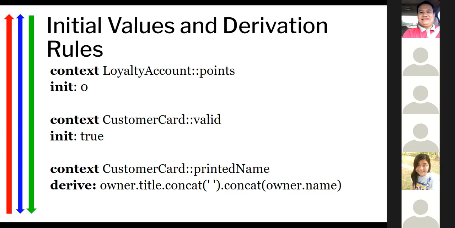And then, another example of derivation rule naman is, for example, itong sa name, yan yung sa third context. So, customer card, printed name. So ito, kanina 'di ba nabanggit ko na yung OCL gumagamit ng types and operations. So dito, in-apply yung sa string na part. So for example, yung owner title, i-concatenate siya dun sa owner name. For example, yung title natin 'di ba, Miss, Mr. and Mrs. Mr. or Miss Bravo. So, yon example of derivation rule. Next.